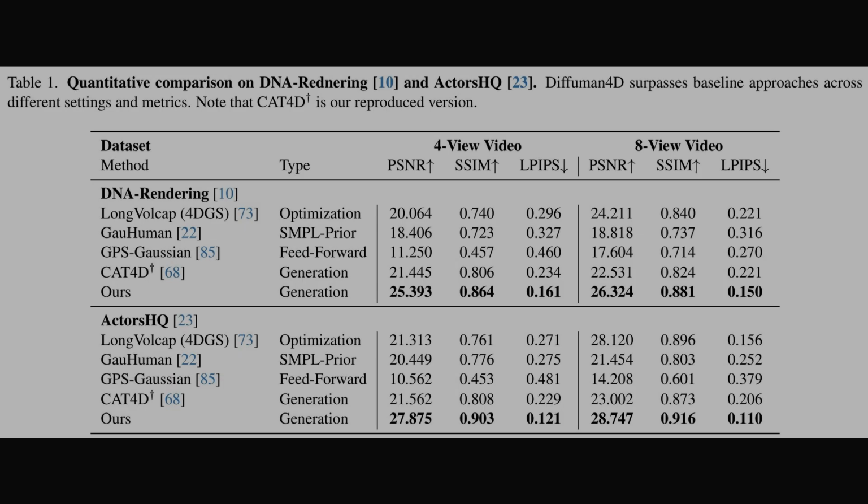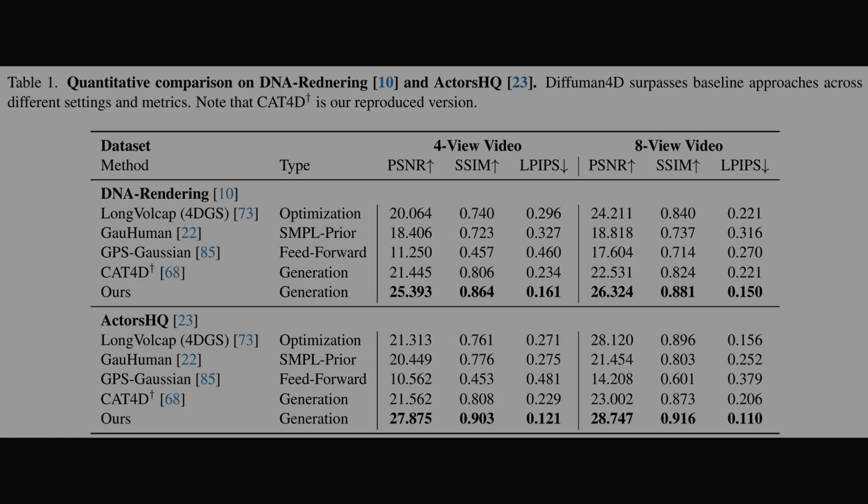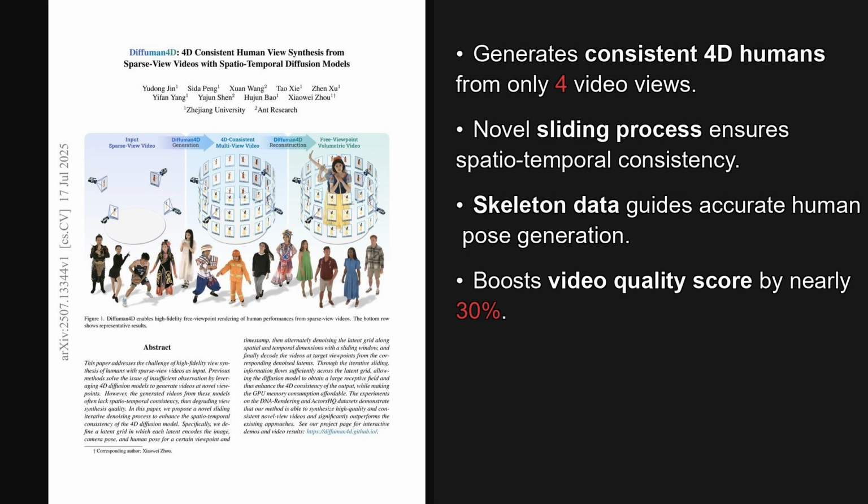Moving from the visual to the numerical, this table lays out the quantitative comparison. It pits Diffuman4D against several other methods on 2 different datasets, DNA rendering and Actors HQ. The tests are run with both sparse 4-view video and slightly denser 8-view video. And across the board, on all metrics, their method comes out on top. Just look at the Actors HQ results, with only 4 views. The peak signal-to-noise ratio jumps from about 21 for the next best method to nearly 28. It's a significant leap in performance. So to wrap things up, those numbers really tell the story.